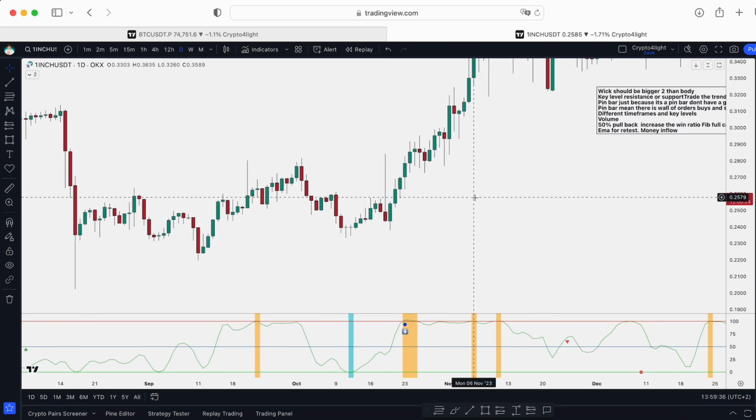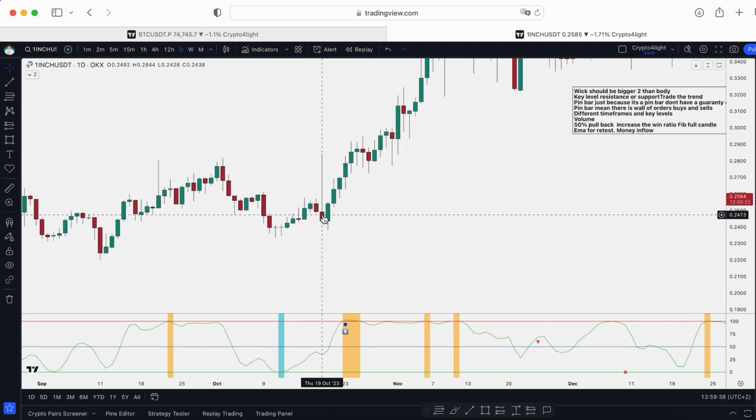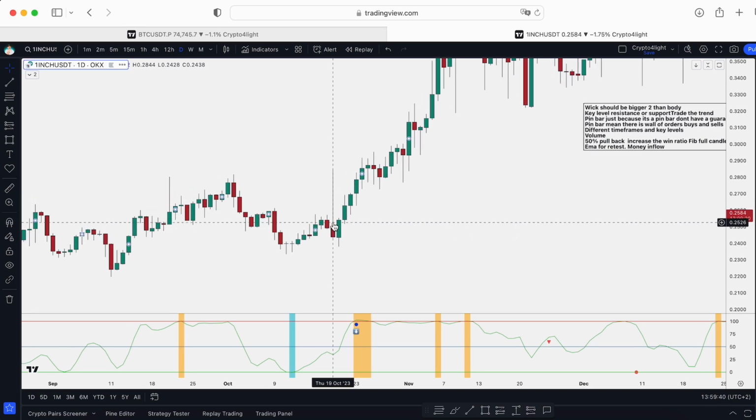And for example, on the daily time frame, why is this case not playing out perfectly? Because here we got a money inflow and we started the uptrend. So at this pin bar, we didn't see the crazy sales, even on a 12-hour time frame or a daily time frame. That's why this pin bar failed.